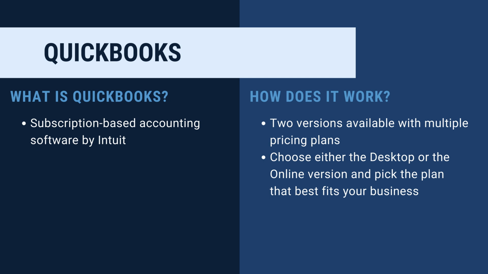What is QuickBooks? How does it work? QuickBooks is a subscription-based accounting software by Intuit. There are two versions available with multiple pricing plans. Choose either the desktop or the online version and pick the plan that best fits your business.